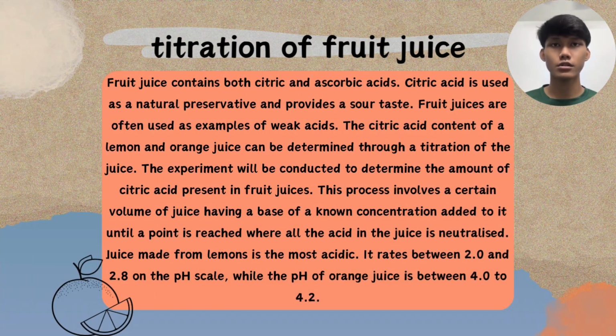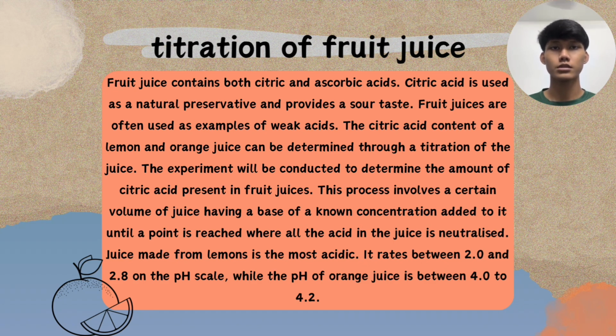Next part is titration of fruit juice. Fruit juice contains both citric and ascorbic acids. Citric acid is used as a natural preservative and provides a sour taste. Fruit juices are often used as examples of weak acid. The citric acid content of lemon and orange juice can be determined through a titration of the juice. The experiment will be conducted to determine the amount of citric acid present in fruit juices. This process involves a certain volume of juice having a base of a known concentration added to it until a point is reached where all the acid in the juice is neutralized.